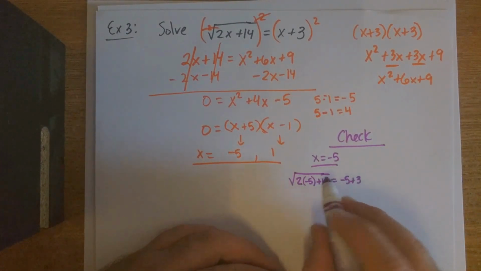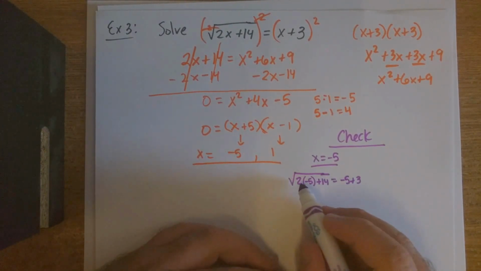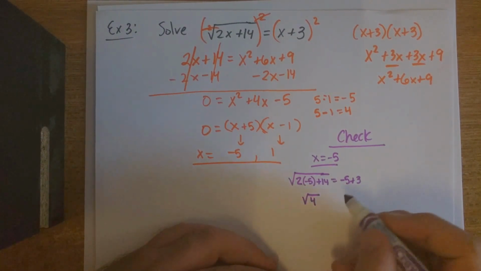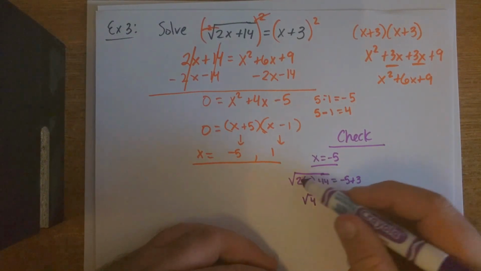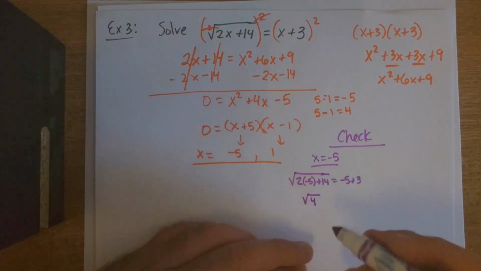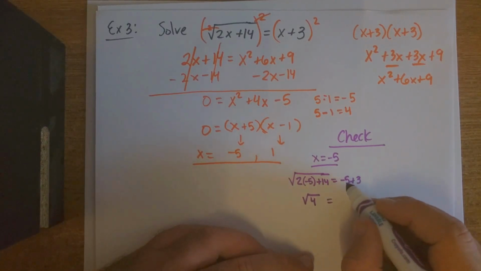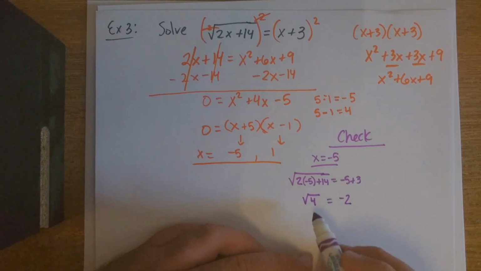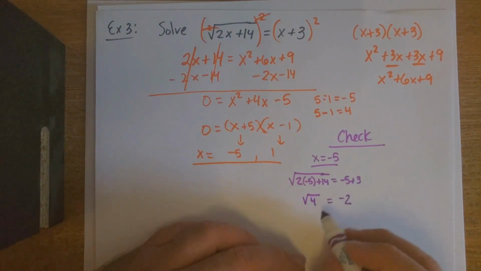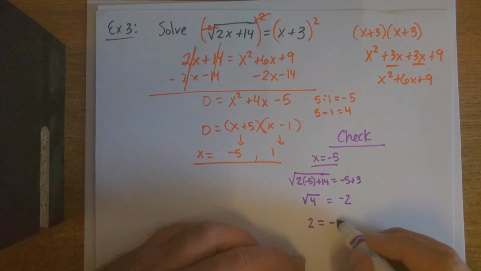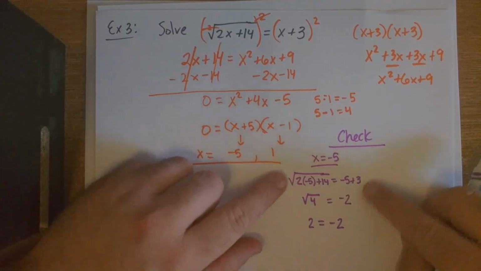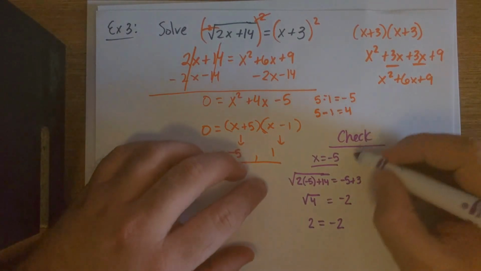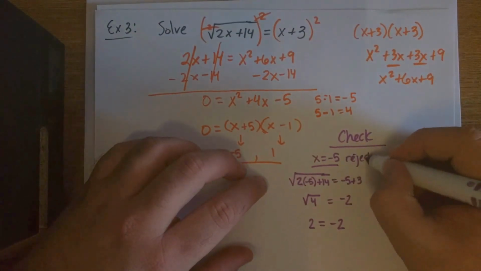The inside, if I do order of operations, 2 times -5 is -10. -10 plus 14 is 4. Again, if you're having trouble with that, you can plug it into your calculator or work it out slower. On this side, I have -5 plus 3. These are like terms. That's -2. I can do the square root of 4. The square root of 4 is 2. And so let's see what we have here. We have 2 equals -2. Is that true? No, that is not true. So we're going to reject this one.